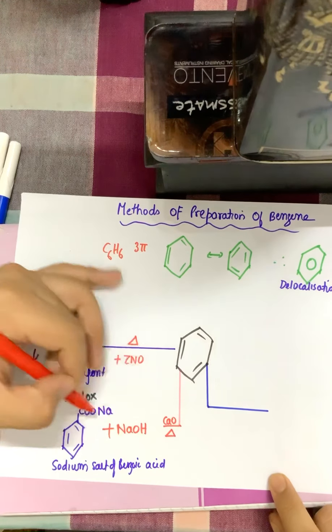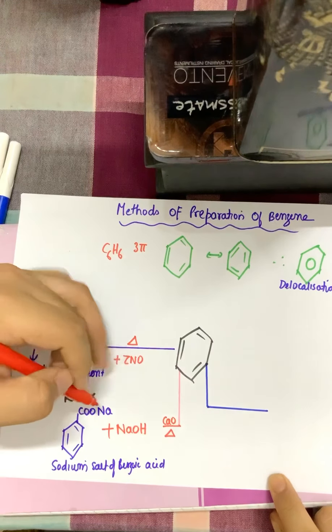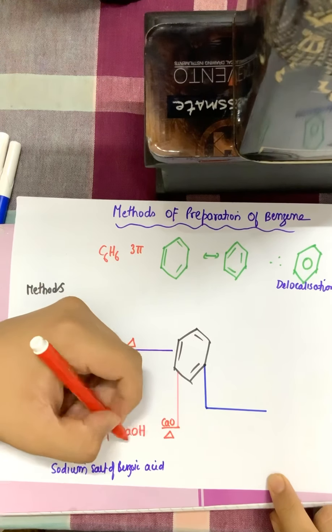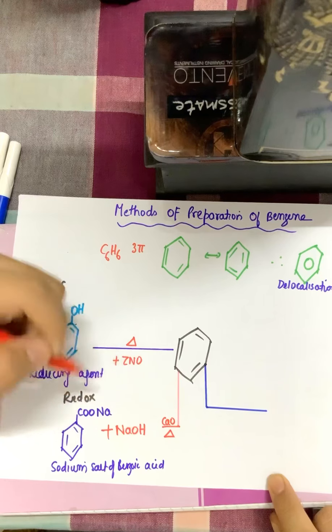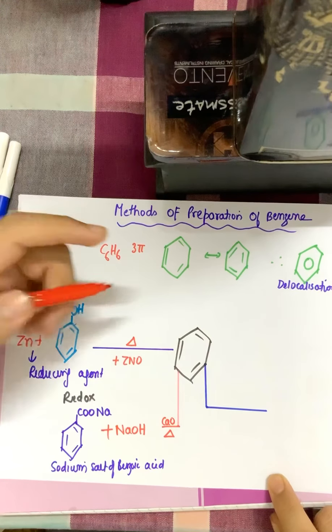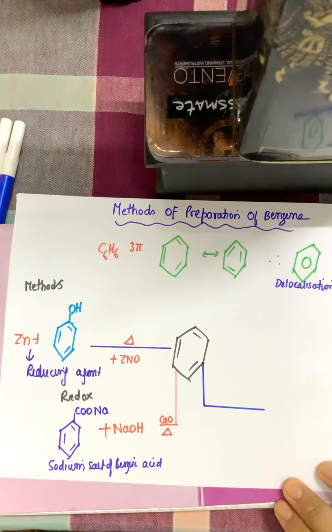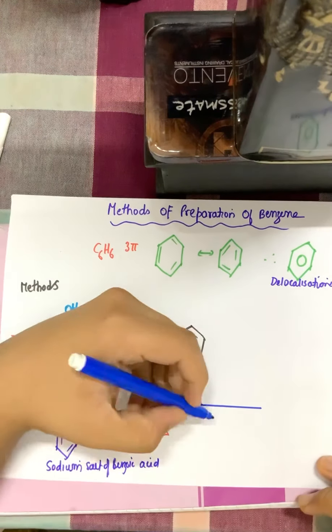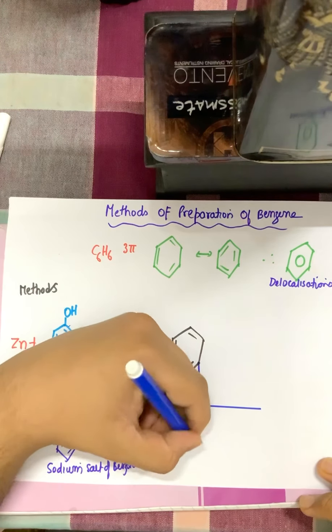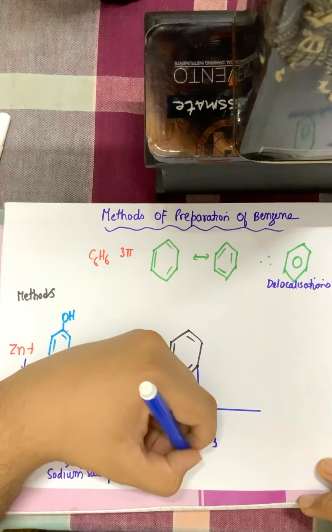And when I heat this sodium salt of the benzoic acid with soda lime, which is a base in nature, the base neutralizes the acid and removes the acid and forms the compound called sodium carbonate and gives the benzene. So this will give benzene plus sodium carbonate, Na2CO3, and this is the byproduct.